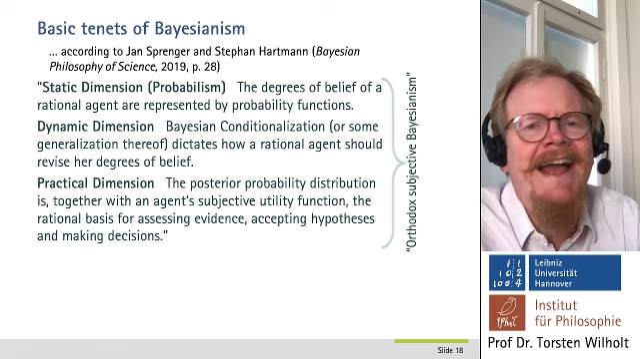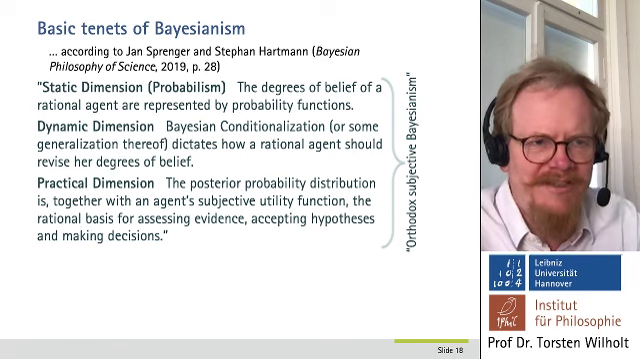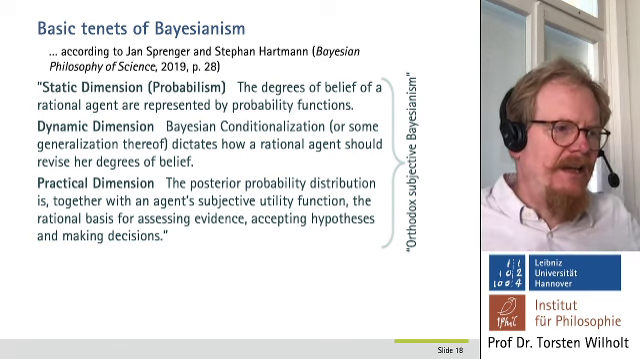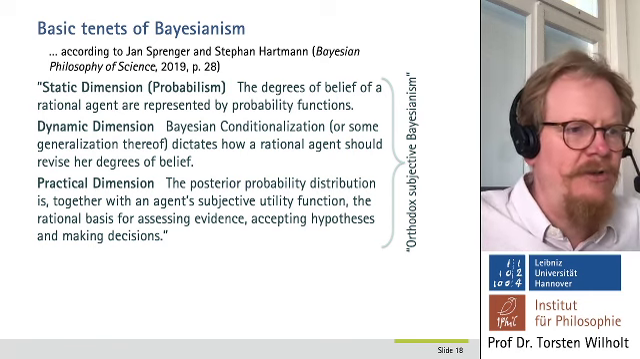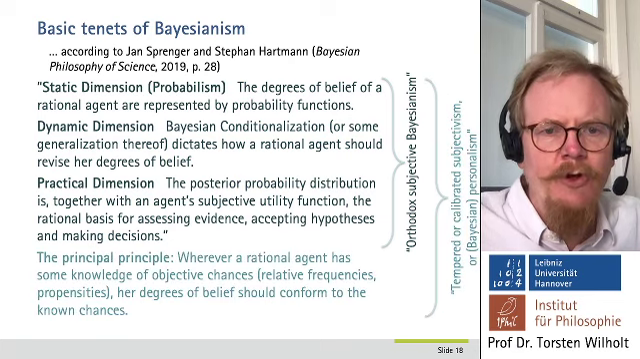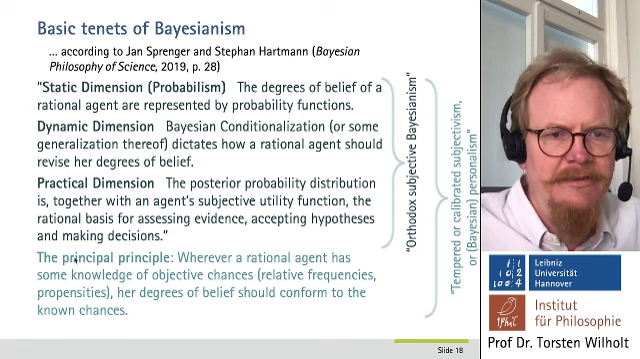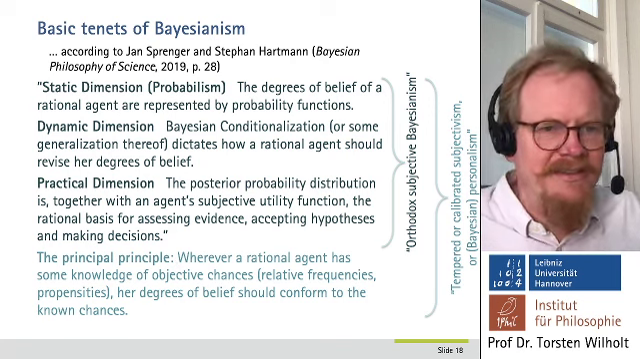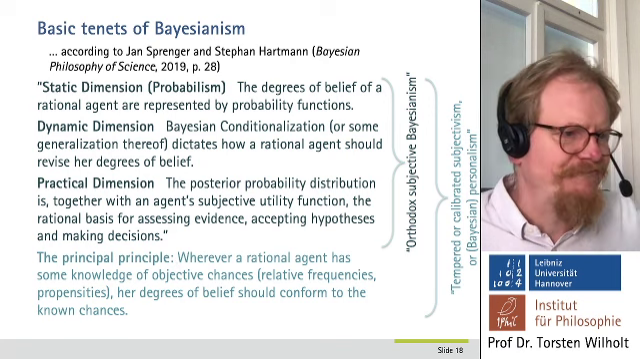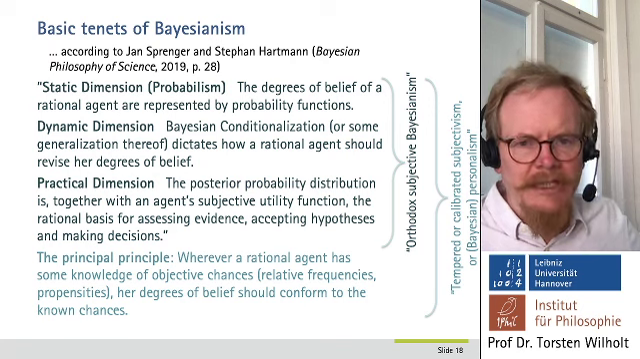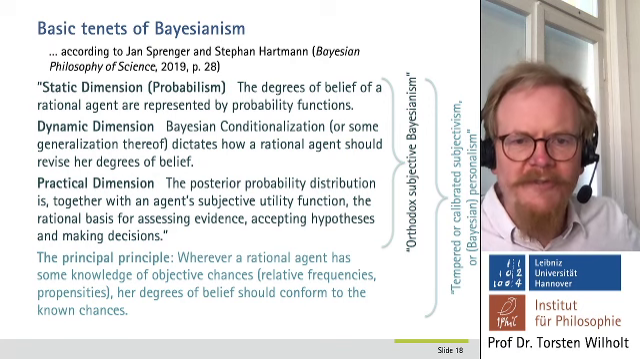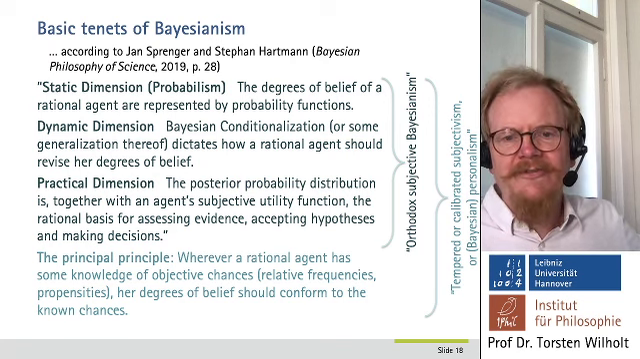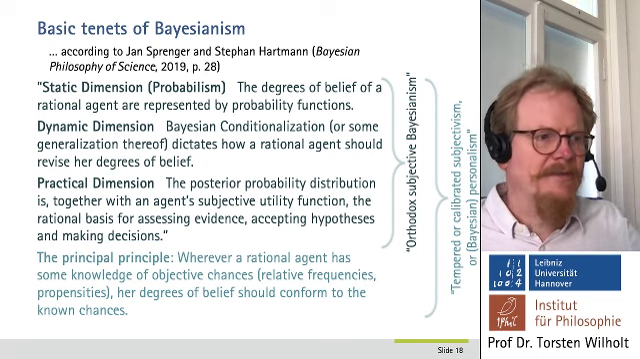But most Bayesians now would add another constraint that tempers the subjective nature of the Bayesian view on rationality somewhat. And this additional principle is often called the principal principle. Note the different spelling of this principle and this principle. The name principal principle goes back to David Lewis. And the idea is the following. Wherever a rational agent has some knowledge of objective chances, that is, relative frequencies, propensities, and so on, her degrees of belief should conform to the known chances.